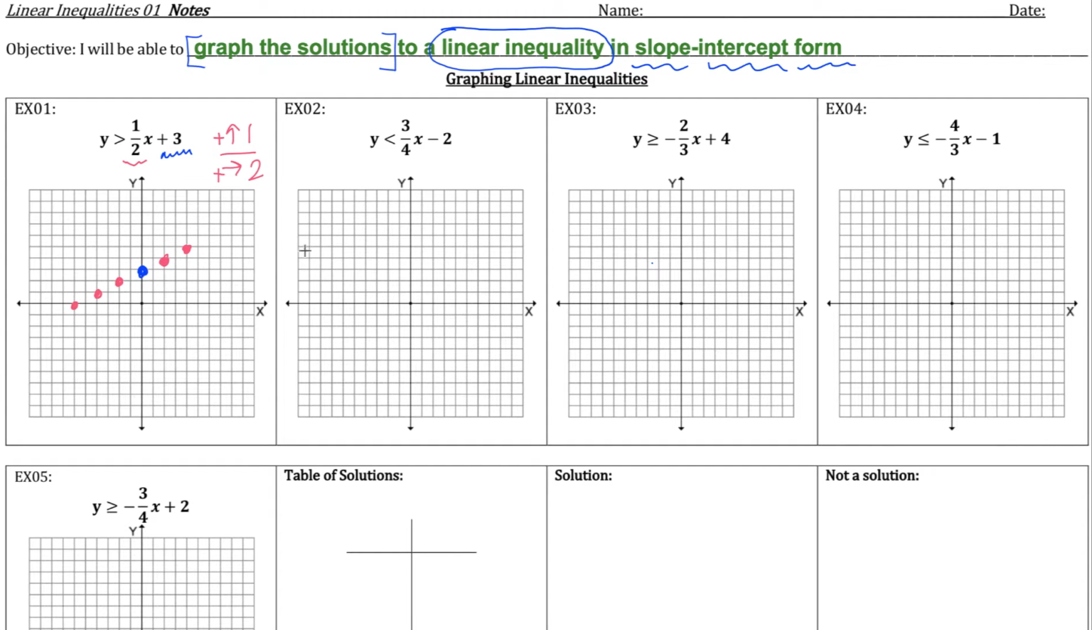Now, the difference will be the fact that y is greater than, right? So if it's greater, first thing we're going to do is, instead of drawing a solid line, we're going to draw this dashed line. Remember that a dashed line means it's not there.